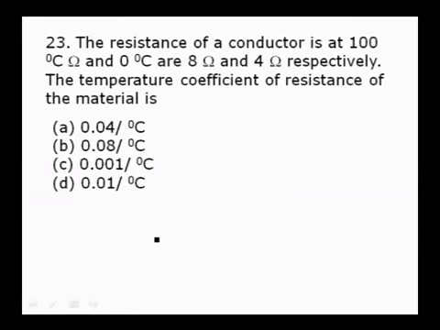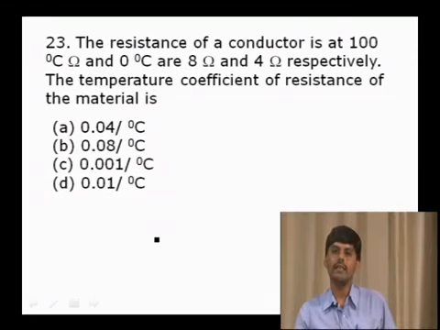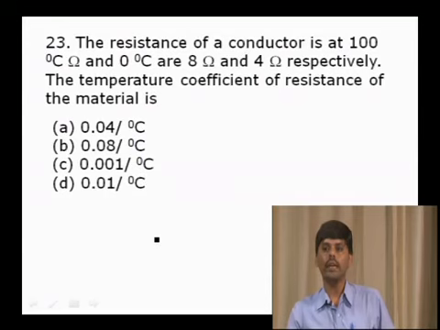Question number 23. The resistances of the conductor at 100 degree Celsius and 0 degree Celsius are 8 ohm and 4 ohm respectively. The temperature coefficient of resistance of the material is: option A, 0.04 per degree Celsius; B, 0.08 per degree Celsius; option C, 0.001 per degree Celsius; option D, 0.01 per degree Celsius.